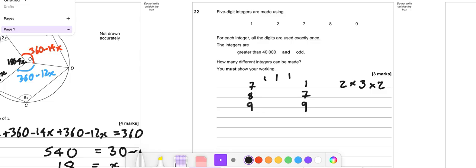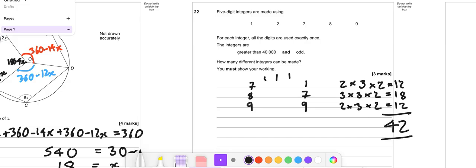Starting with an 8, there are 3 ways you can get the last value, and then you've got 3 times 2 there, and then starting with a 9, it's the same as the first one, 2 times 3 times 2. So there are 12 of these, there are 9 times 2, 18 of these, and there are 12 of these. That means altogether there are 42 ways.